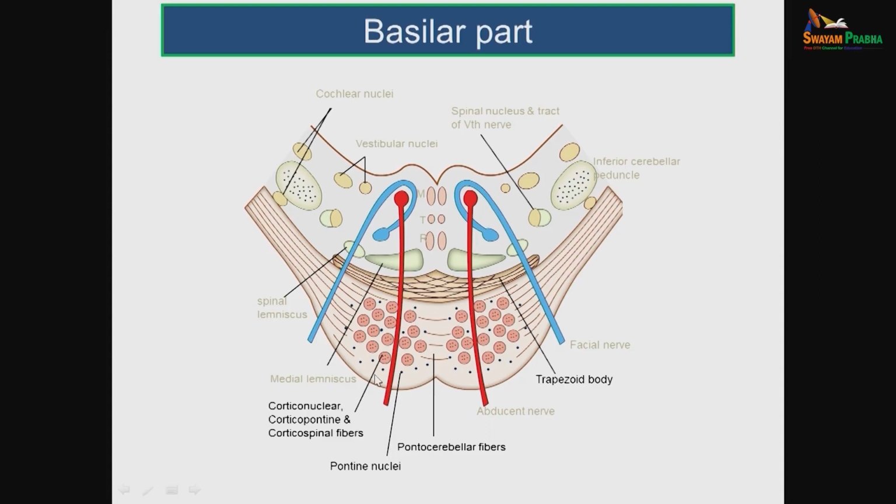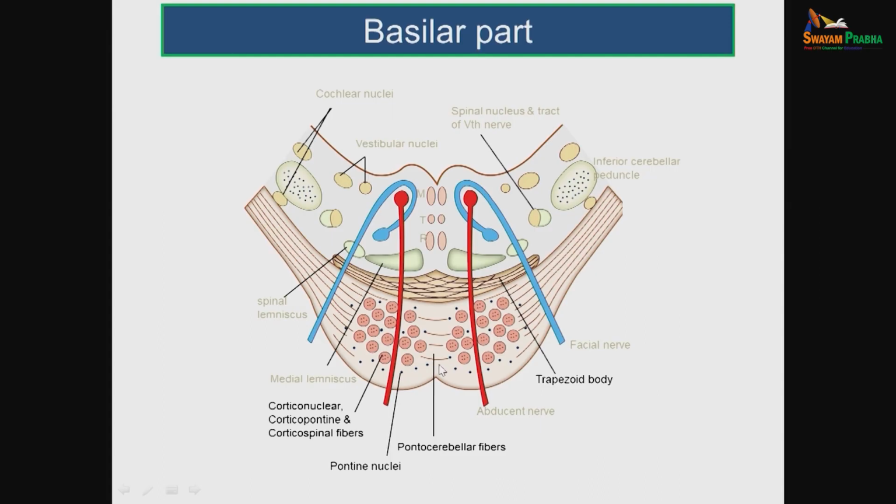Knowing what structures are present is very, very important, because when the patient presents with some clinical symptoms, we need to identify or locate where the lesion is. Then another thing we see is that in between these fibers there is the pontine nucleus. This pontine nucleus is connected with the cerebellum through the pontocerebellar fibers to the opposite side.